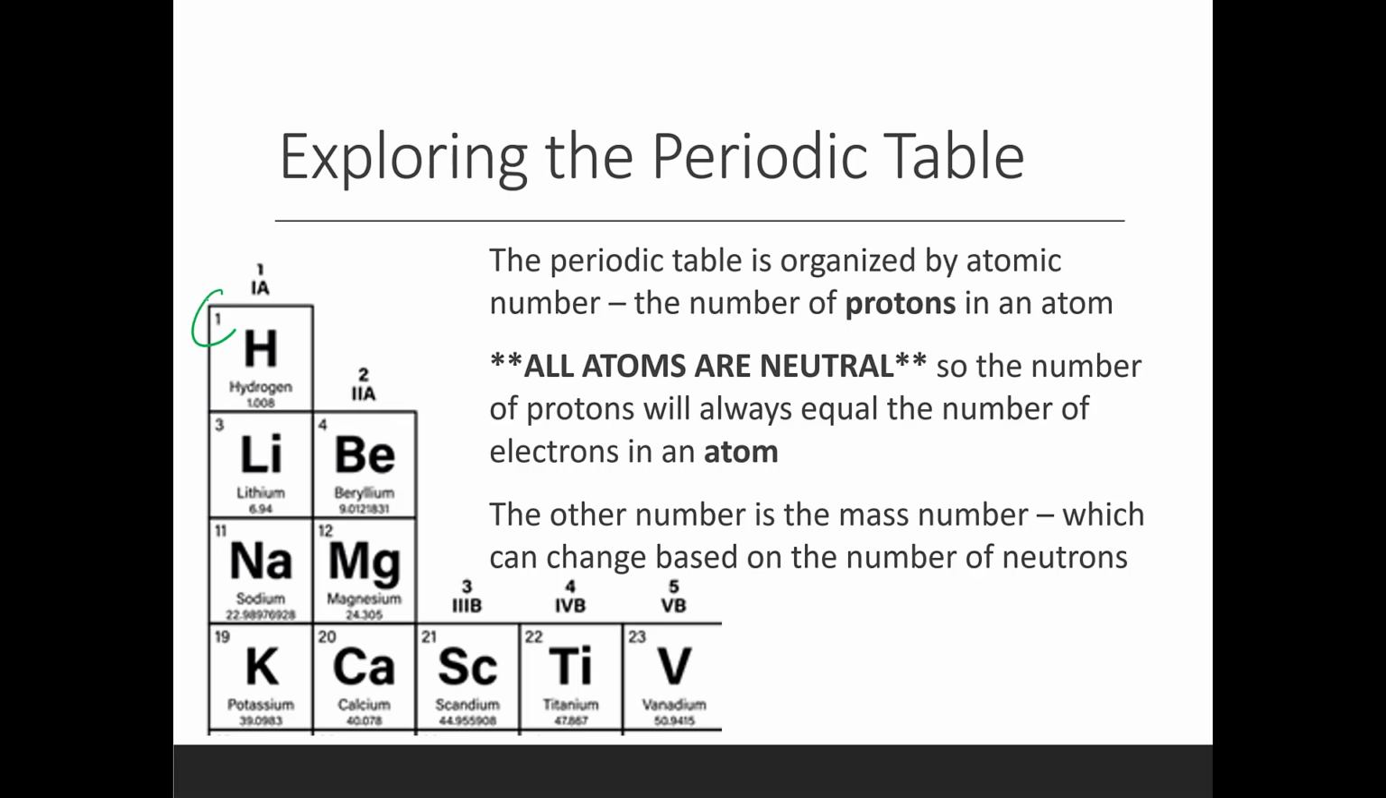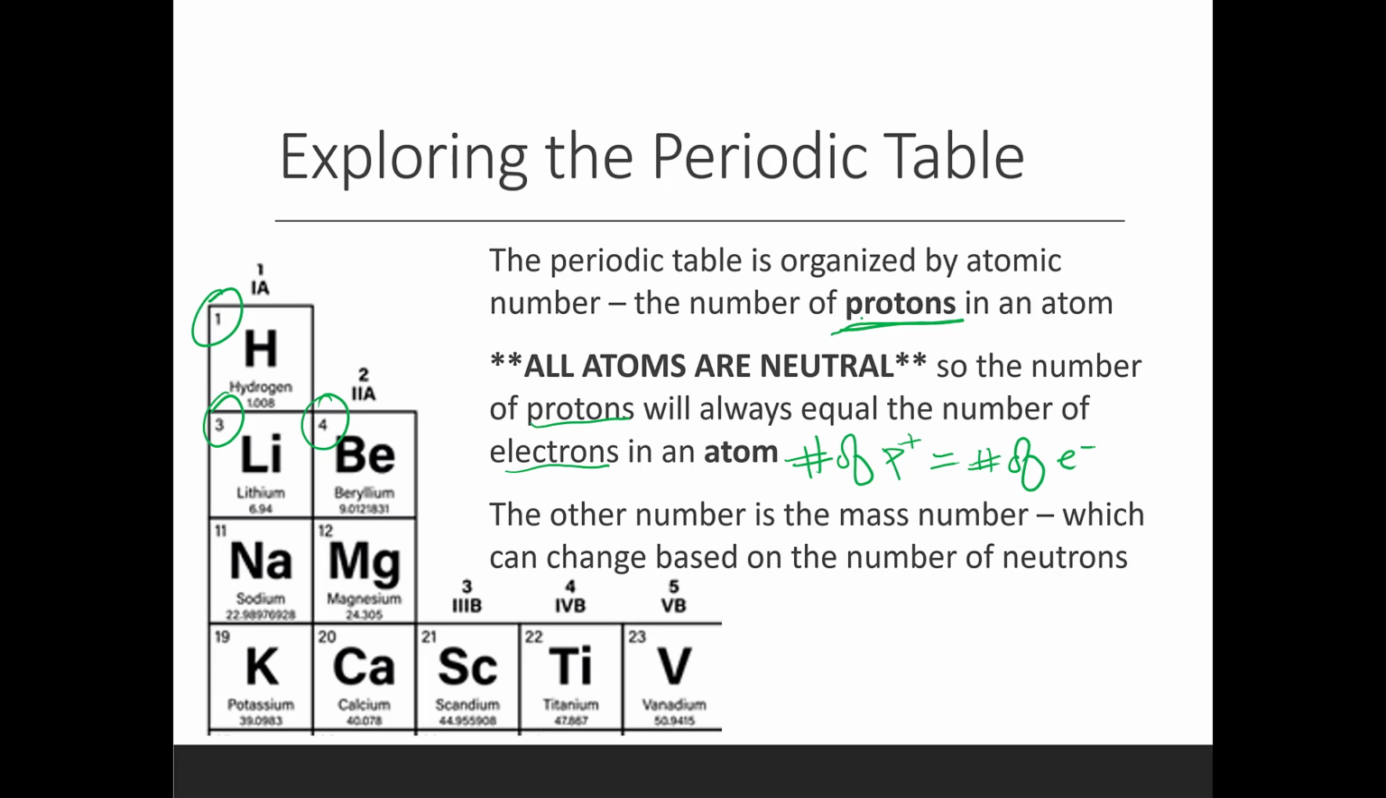The atomic number is that number in the top left on my periodic table. I want to say it's in the top middle of yours. And that atomic number is equal to the number of protons that are in an atom. So hydrogen has 1 proton, lithium has 3 protons, beryllium has 4 protons, etc. Since all atoms are neutral, the number of protons always equals the number of electrons in an atom. All atoms are neutral, so the number of protons always equals the number of electrons.